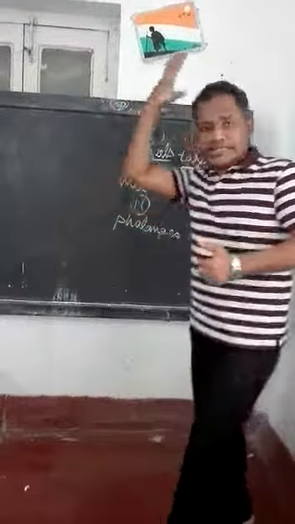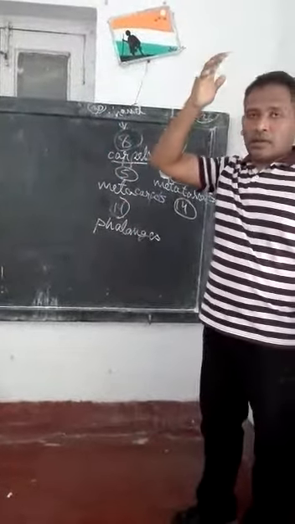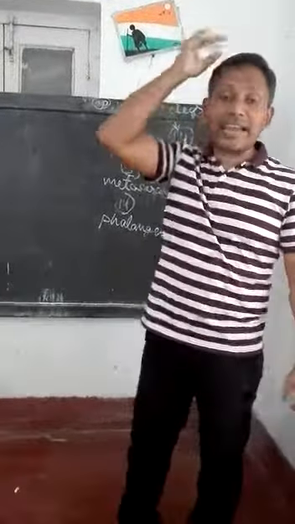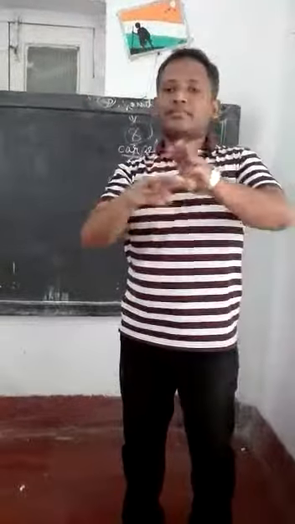Now let's come to the skull, the head. In the head, there are 2 parts: the face and the head. In the head, there are 8 bones. How many bones are there? 8 flat bones. Flat means completely flattened.